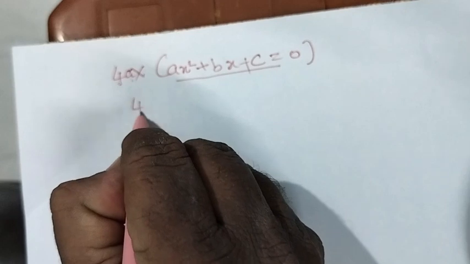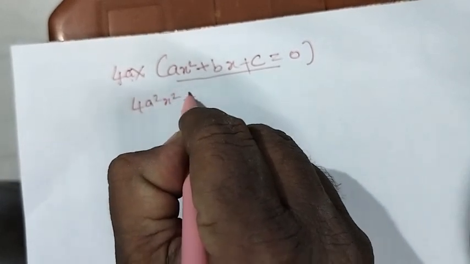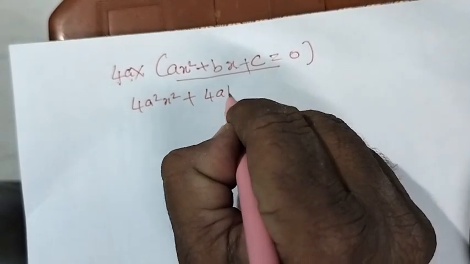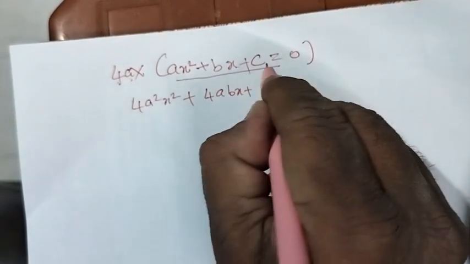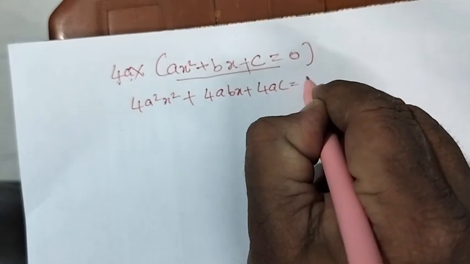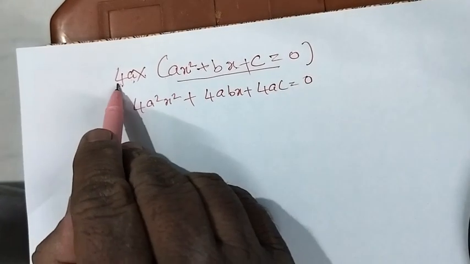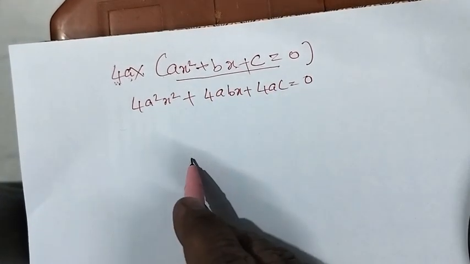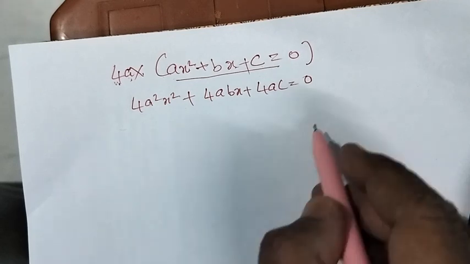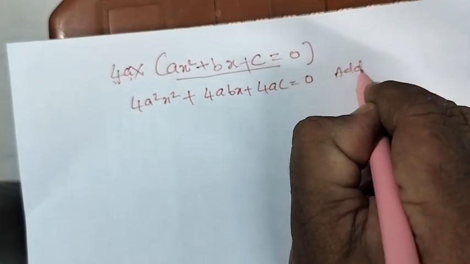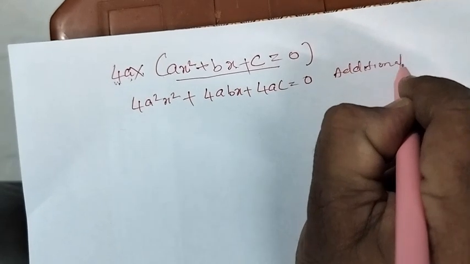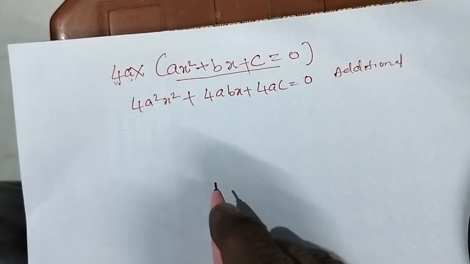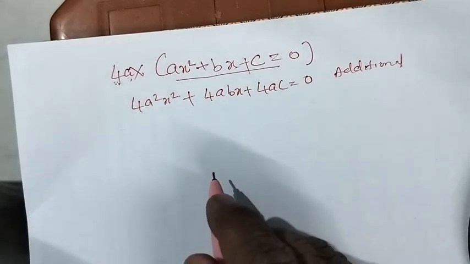4a into ax square is 4a square x square. 4a into bx is 4abx. 4a into c is 4ac, equal to 0. This 4a multiplied all the terms inside the bracket. Now there is an additional thing to be added. What is that? b square is to be added and, at the same time, subtracted.